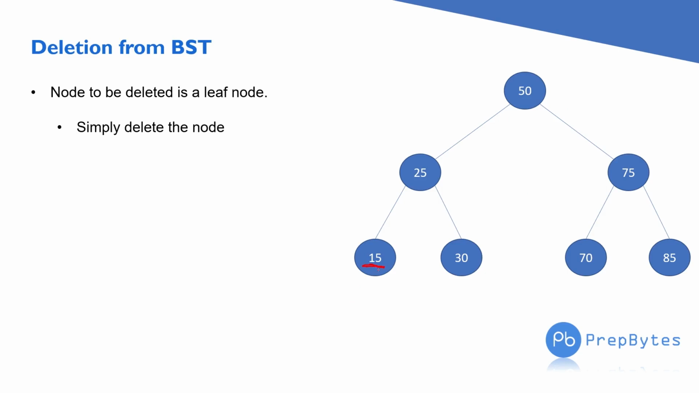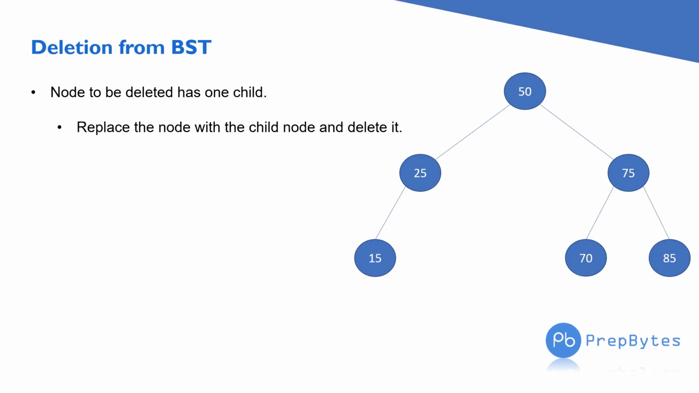So 15 can be directly deleted, 30 can be directly deleted because they are leaves and there is no node below them, correct? So they do not have to take care of anything, so they can be deleted directly. Simply delete the node. If I want to delete 70, I can directly delete 70 from my binary search tree.